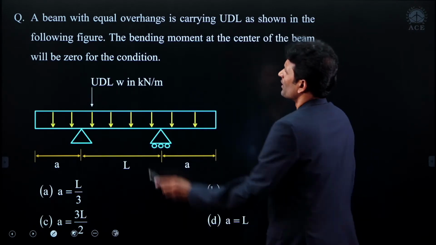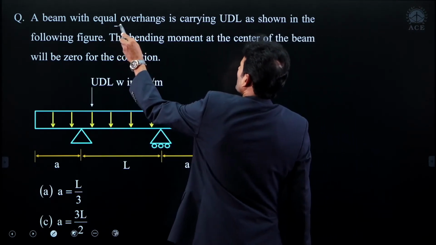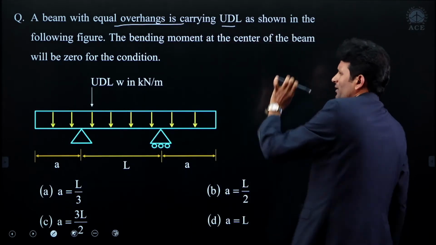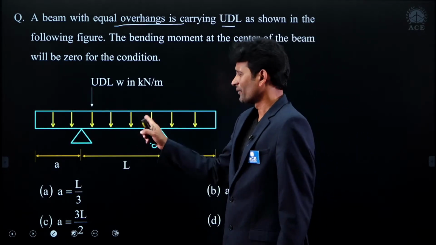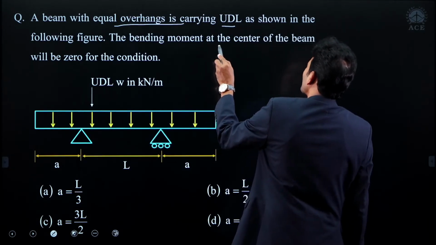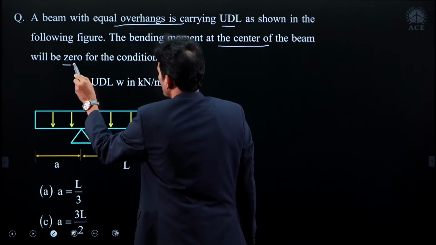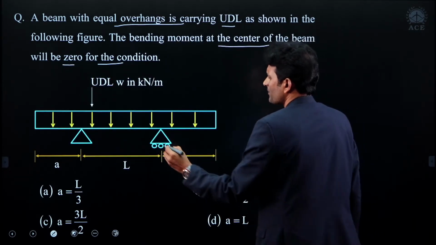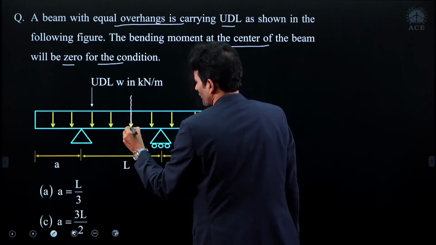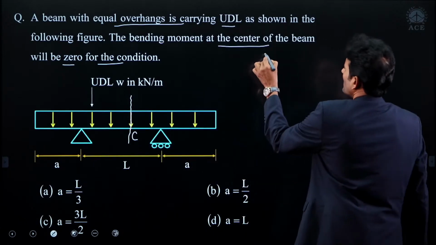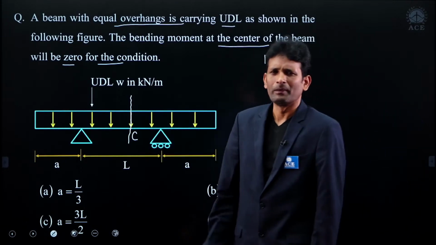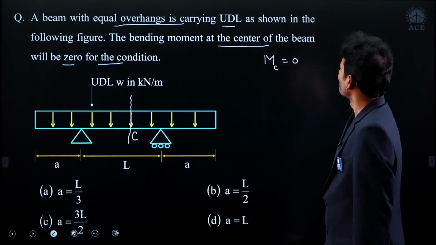Read the question carefully. A beam with equal overhangs is carrying UDL as shown in the figure. This is one of the important areas from the examination point. The bending moment at the center of the beam will be 0 for this condition. Here let us mark the center point as C. I am treating it as point C. He clearly said bending moment at C equal to 0, already mentioned. The bending moment value at mid span is clearly mentioned.